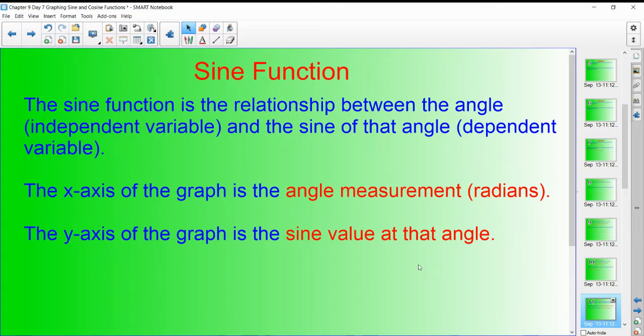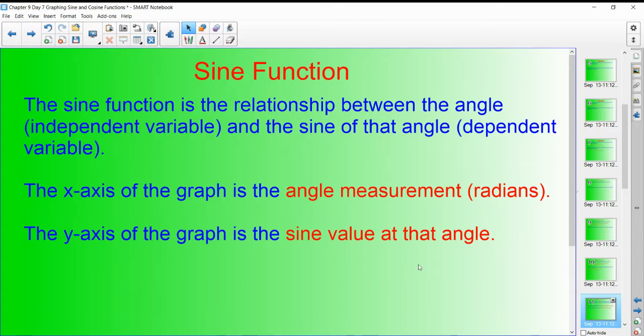So the sine function is going to be the relationship between the angle, which we're going to deal with in radians, and then the sine of that angle. So the x-axis is going to be the angle measurement in radians. So we're going to have to put some radian measurements on our x-axis. And then the y-axis is going to be the output, the sine value. And we're going to look at which points are really important to graph and how we get this curve completely on our graph.